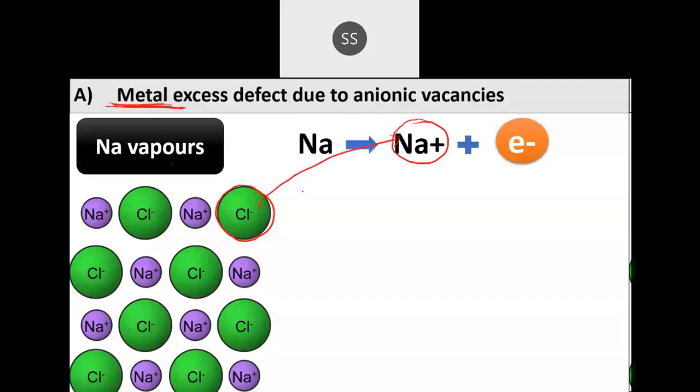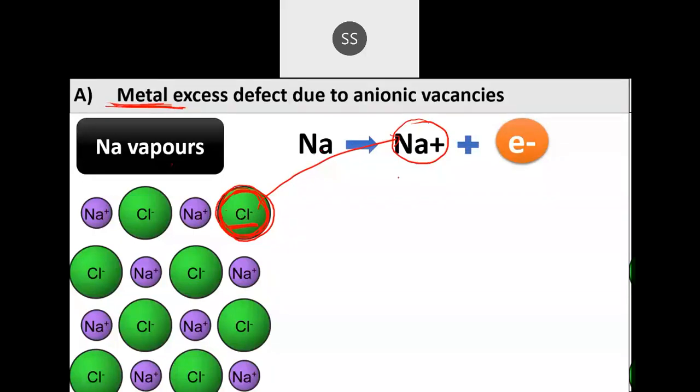Okay, so if this Cl has gone out, then this place will be vacant, correct? So this place will be satisfied by whom? This place is because of the anionic vacancy, correct? Because one anion has gone out. So now, overall, if you see the crystal, the positive charge will be more compared to the negative. But I told you, finally the crystal will be neutral.